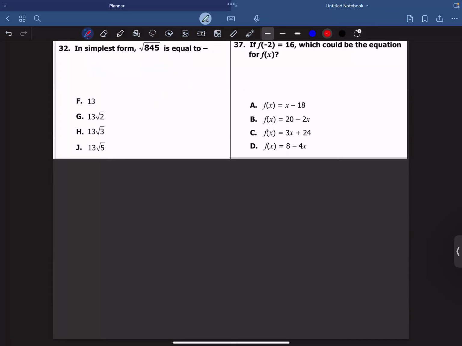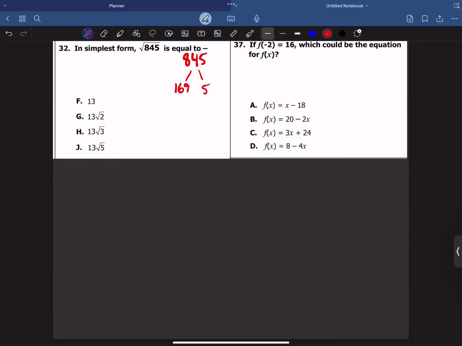This next one, we are simplifying a square root. So it says in simplest form, what's the square root of 845 equal to? Well, let's think about if we were to factor this out. I know that 5 is a factor. How do I know that 5 is a factor? Well, because it ends in 5. And then what is 845 divided by 5? It's 169.